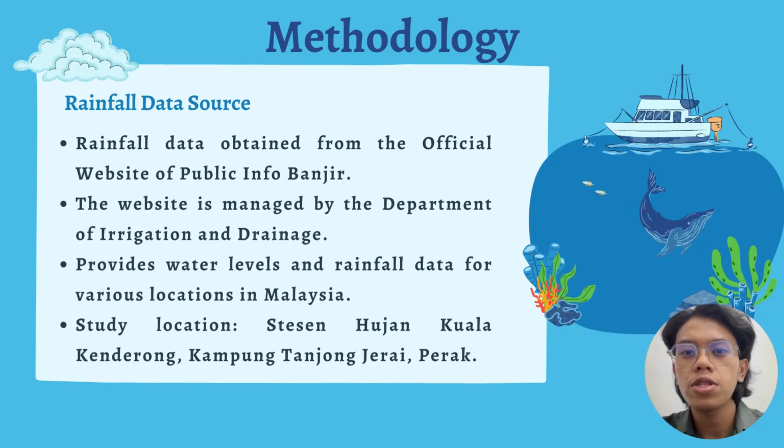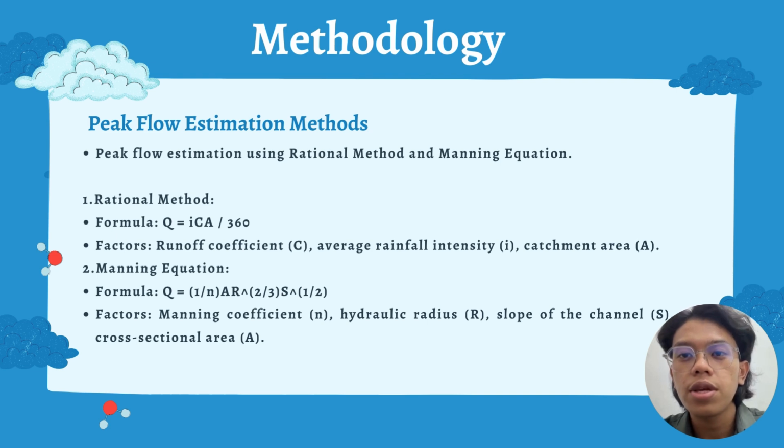So, the peak flow estimation. Peak flow, the maximum discharge a river can handle during heavy rainfall, is critical for designing an effective drainage system. We use two methods for this estimation, which are the rational method and the Manning method. This one is the rational method. The rational method considers the catchment size and the rainfall intensity to calculate the peak flow. The next one is the Manning method. The Manning method estimates the flow velocity and discharge based on the channel slope and the roughness.